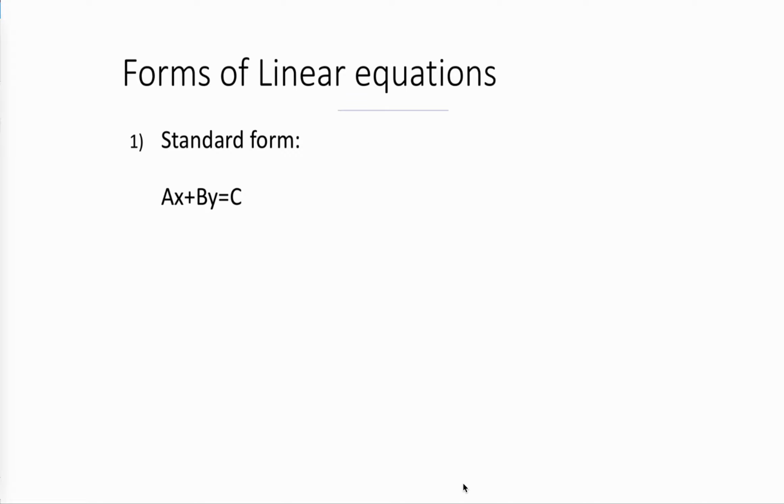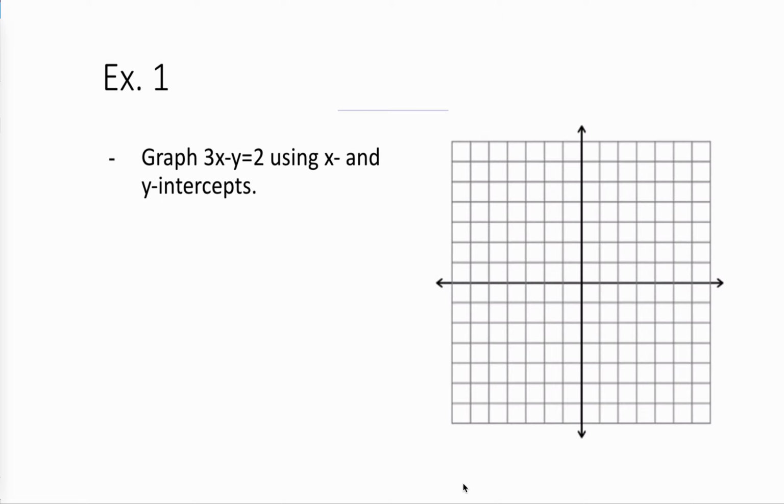So, to review things that you learned in Algebra 2 and possibly also geometry, the standard form of a line is ax plus by equals c. This is useful when we want to graph lines in terms of the x and y intercepts. The x-intercept, where the line intersects the x-axis, means that y equals 0.